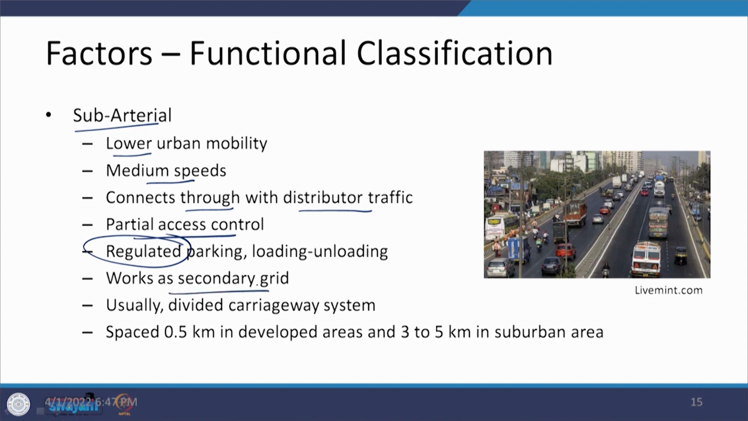They work as a secondary grid. Usually again they are expected to be divided carriageway systems, as shown here, but there is a lot of activity and traffic on these roads, which was not there on an arterial road. The reason is that it gets traffic from the adjoining areas on this side, and traffic goes into and out of this system also. The spacings are going to be less: 0.5 kilometers in developed areas, and 3 to 5 kilometers in suburban areas. That means whatever grid we created with the arterial roads, within that we are going to have another grid for the connectivities.